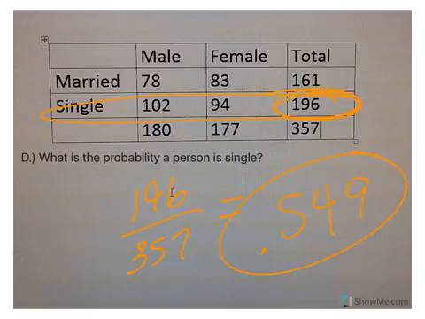Don't overthink the problems. Make sure you're looking for the key words, the or, the and. This is simply, you're looking for a single person out of everybody. So 196 out of 357, leading us to a 0.549 to 3 decimal places.